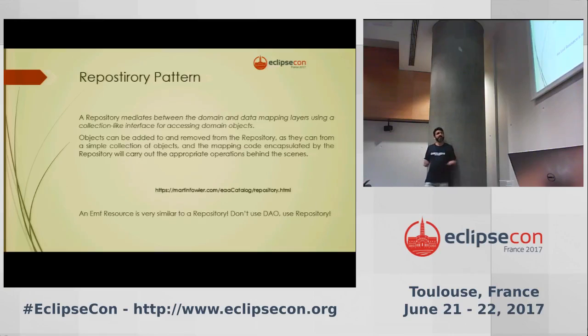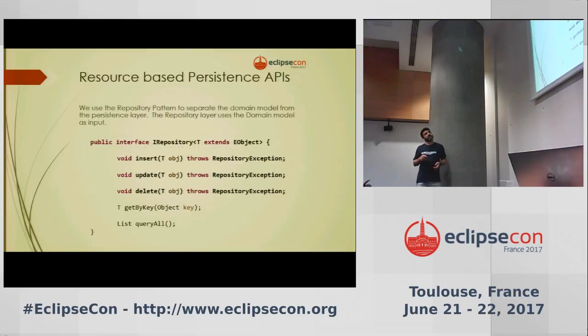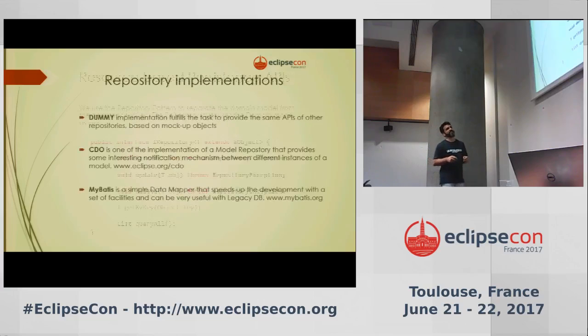So we have an implementation of the repository that is based on the resource API of EMF. You have simple methods for insert, update, and delete, and the query methods. This is the standard repository API definition. And then we have made 3 implementations of that API. A dummy implementation that is based on mockup objects, but fulfills the task of providing the same API as the other repositories. We will see it in the example.